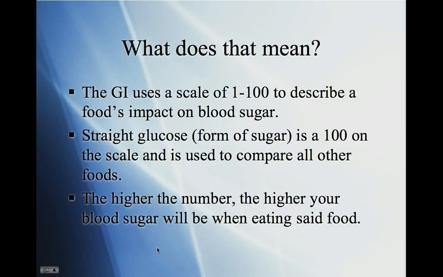Okay, the glycemic index uses a scale of 1 to 100 to describe a food's impact on blood sugar. Straight glucose, which is a form of sugar, would be a 100 on the scale and is used to compare all other foods. The higher the number, the higher your blood sugar will be when eating said food.